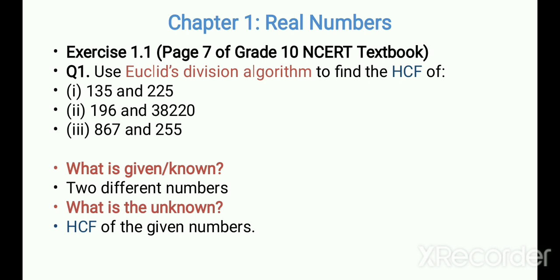So in this example, what is given or known to you is two different numbers. The unknown is that you have to find out the HCF of the given numbers.